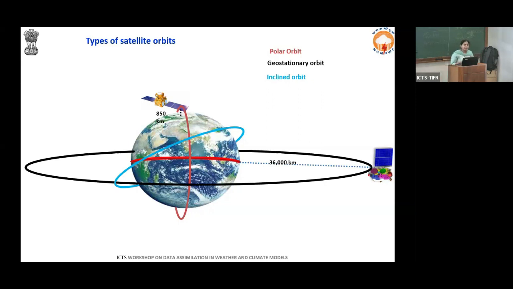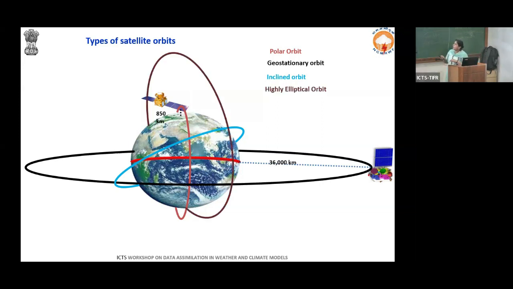One example is Megha-Tropiques. Megha-Tropiques is a low Earth orbiting inclined satellite, with an inclination of around 20 degrees. So if the inclination changes, the coverage area also changes. Where we want to probe the atmosphere more, we can change the inclination.